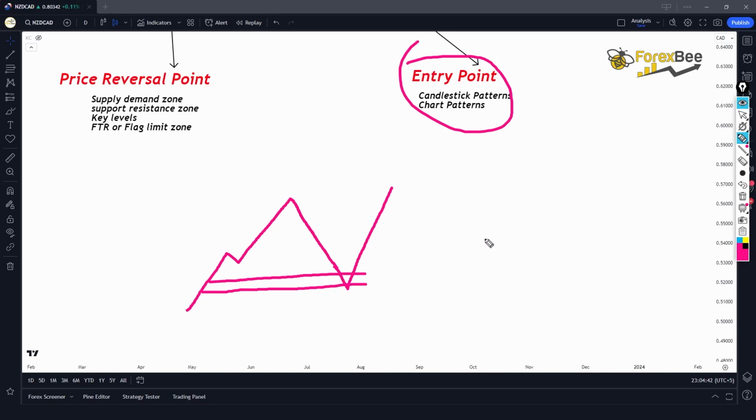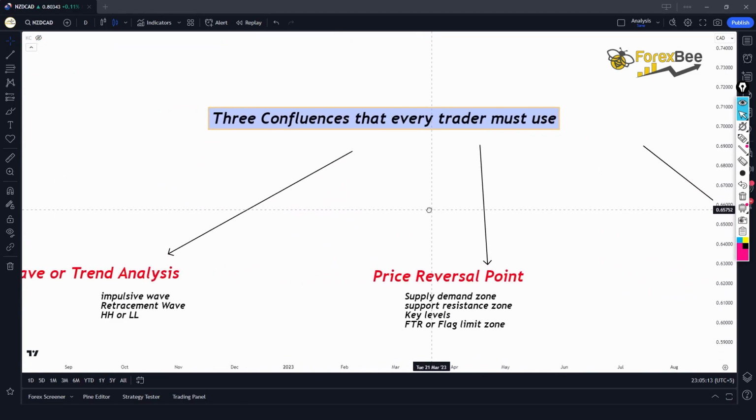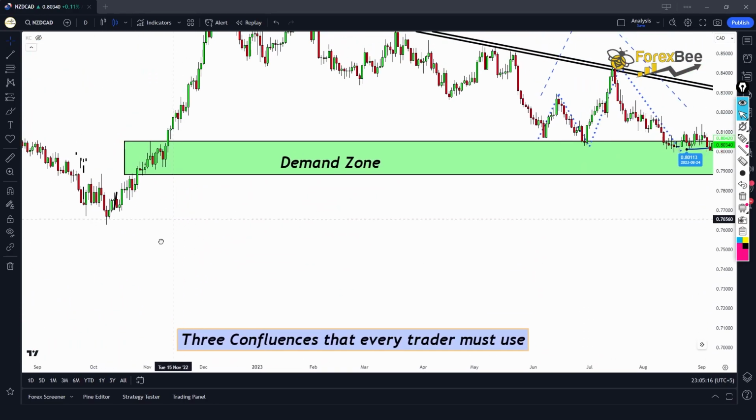Now the entry point would tell us where our trade should execute. For example, if we see the formation of a pin bar here, a bullish pin bar, that suggests the market is going to reverse in the bullish direction because there is a rejection from the buyers at this level, then we would take this trade and this would act as our valid entry point. So these are the things that you have to keep in mind while you're doing any type of technical analysis. Now let me show you this with an example.